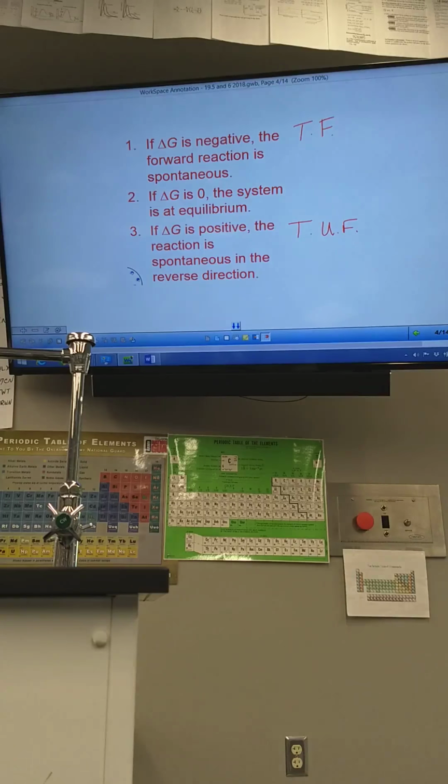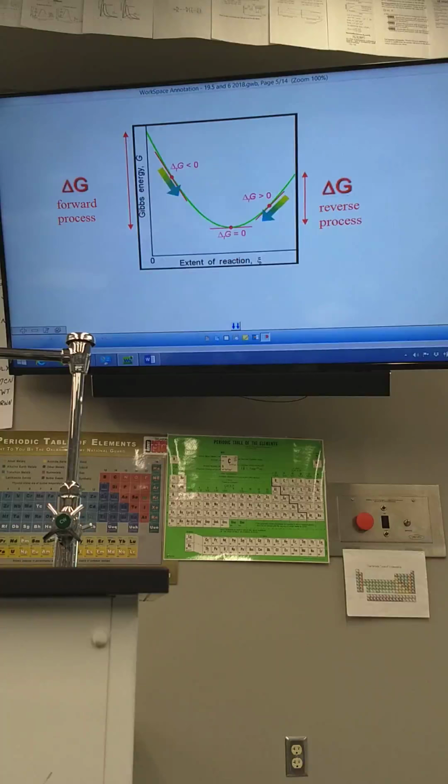So you can describe the system in three different positions. Forward process is spontaneous, reverse process is spontaneous, or it's at equilibrium. So this kind of gives us, before it was, well, if it's exothermic, it's probably, if it increases entropy, it's probably, now we can say, if delta G is negative, it's definitely favorable under those conditions.